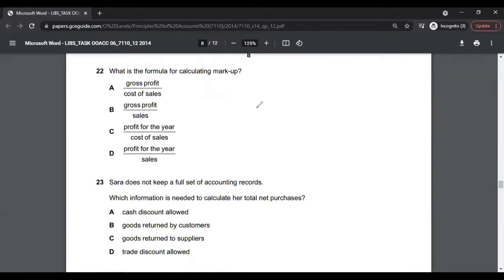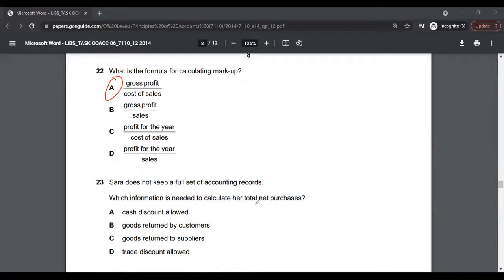Multiple choice 22. What is the formula for calculating markup? This is really easy. The answer to multiple choice 22 is actually A. If you remember the financial ratios formula for markup, the formula is gross profits over cost of sales. So the answer to multiple choice 22 is option A.